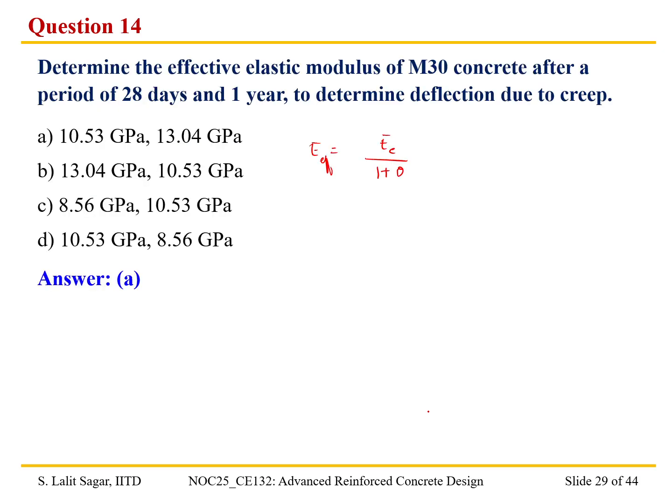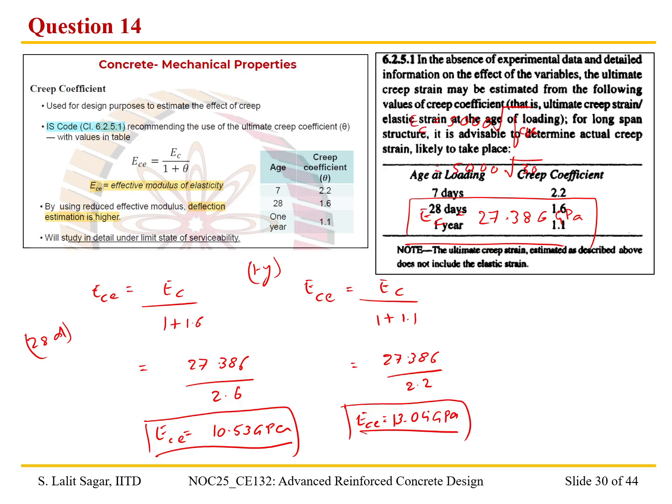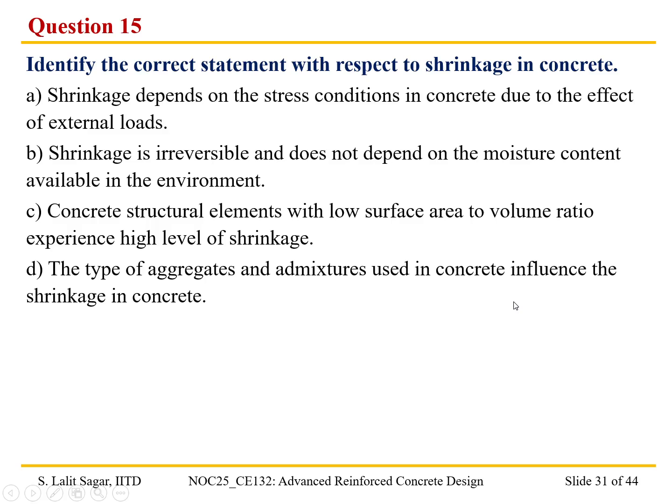So option A is the correct answer. Moving on to the next question. These values are taken from clause 6.2.5.1 of IS 456. Moving on, identify the correct statement with respect to the shrinkage in concrete.